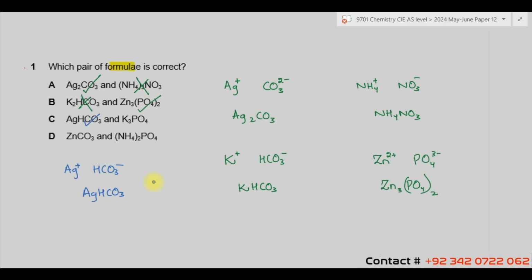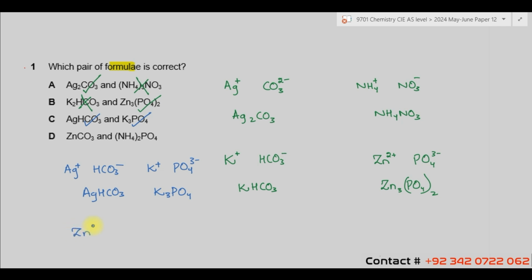Potassium phosphate, K is +1, phosphate is -3. So 3 goes over there, so it becomes K3PO4. These are correct, so C might be the right answer. Let's look at zinc carbonate and ammonium phosphate.